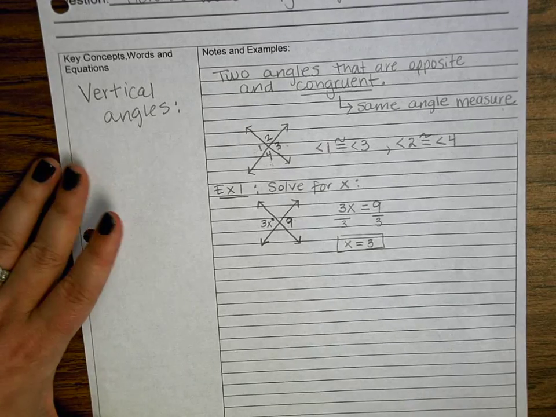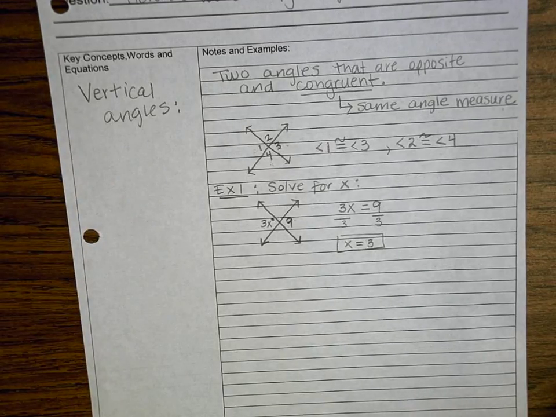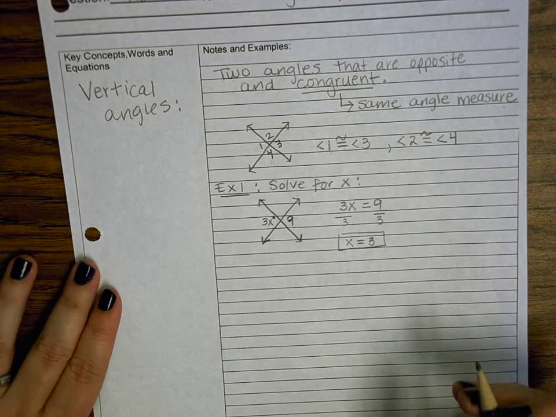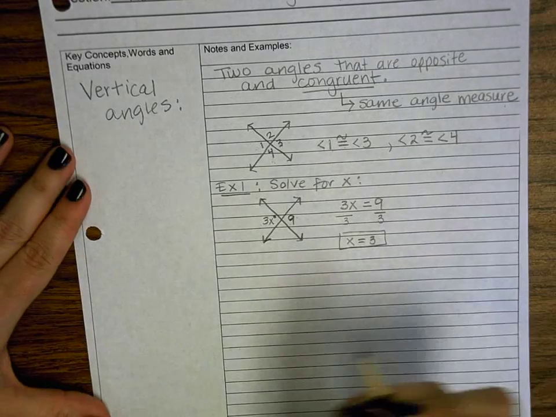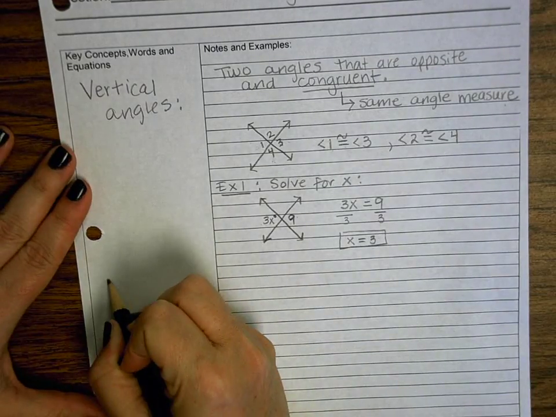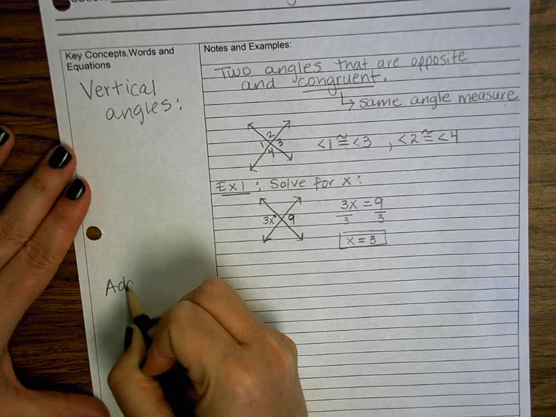That's how we solve for vertical angles. You'll get 2 numbers, one will have a variable on one side, and you just set them equal to each other. Okay, we have to look at another kind of angle, and these are called adjacent. On the left-hand side, put adjacent.